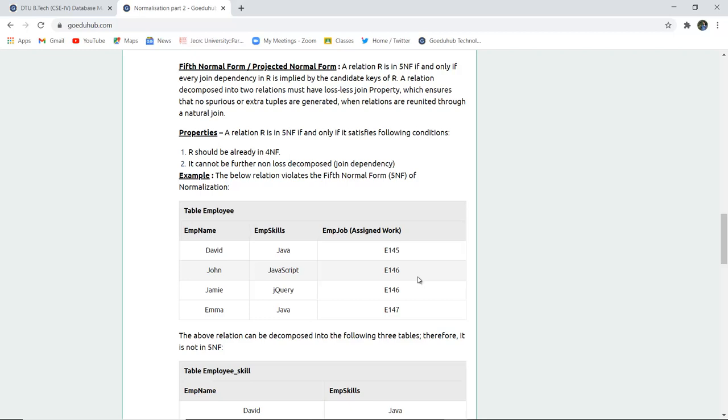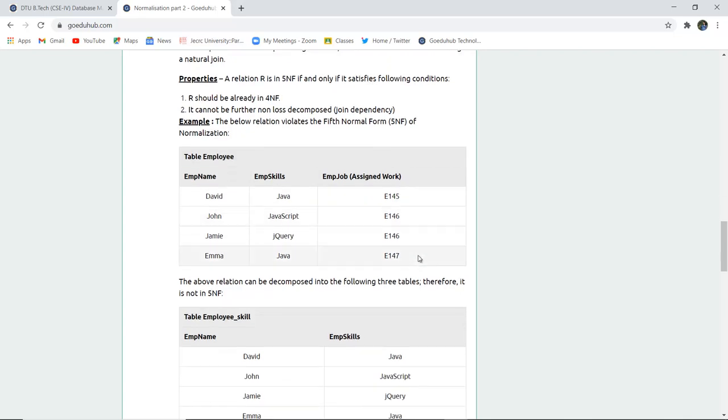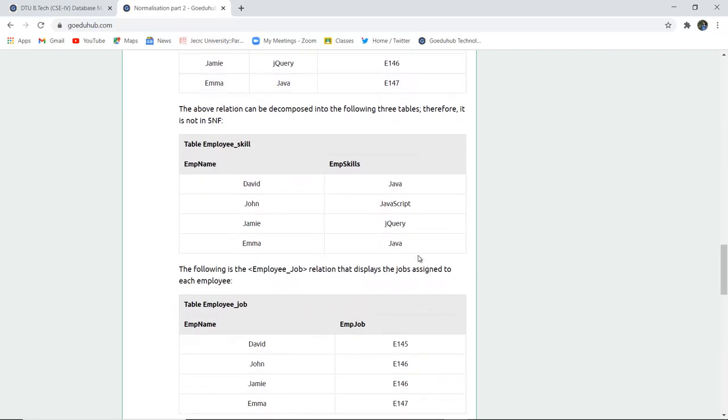Now, let us check how the below relation violates 5NF. David has the employee skill Java and is assigned to work E145. Similarly, there is E146 having a different employee skill and employee name assigned to the same work. Then the relation is not in 5NF. So how can we decompose this relation into 5NF?